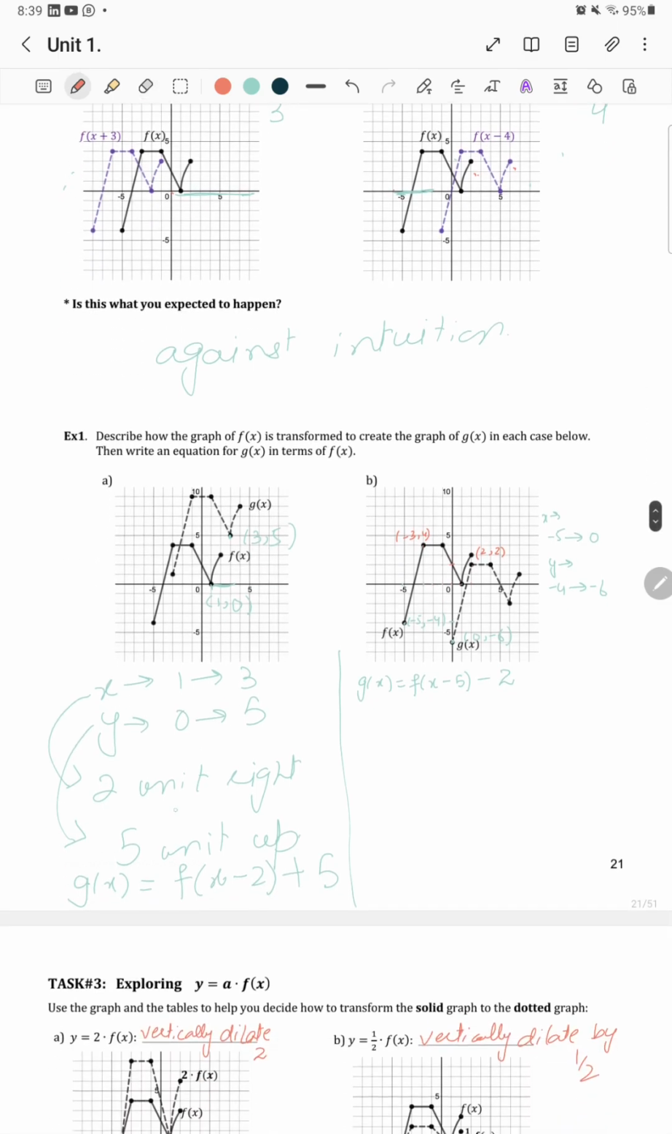If you add 5 units, it will go upward. If you subtract 5 units, it will go downward.